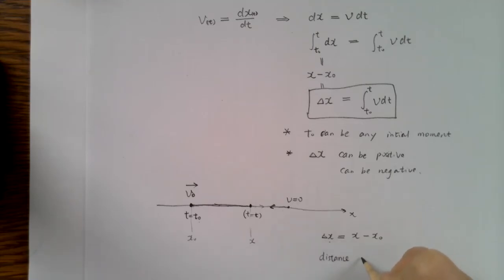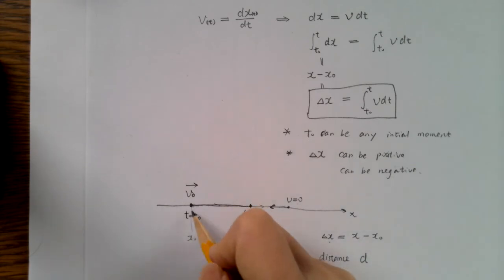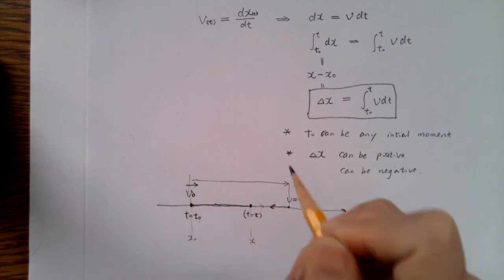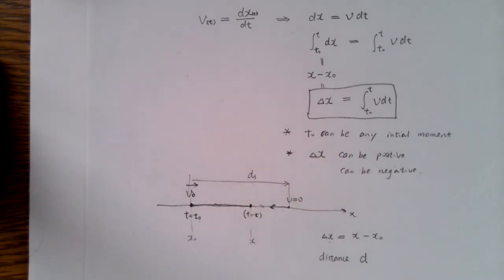let me call it d. We can choose any symbol. What does d equal to? So d equals the total length that the object has moved. We know that initially it moves from here to here. So I call this d1. And then when it turns back, it moves another distance. That is d2. So the total distance d equals d1 plus d2.